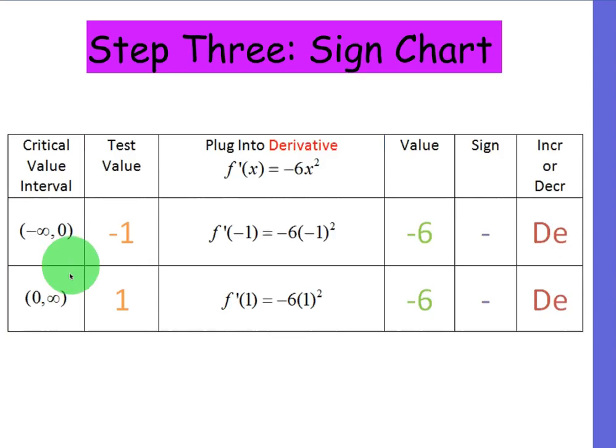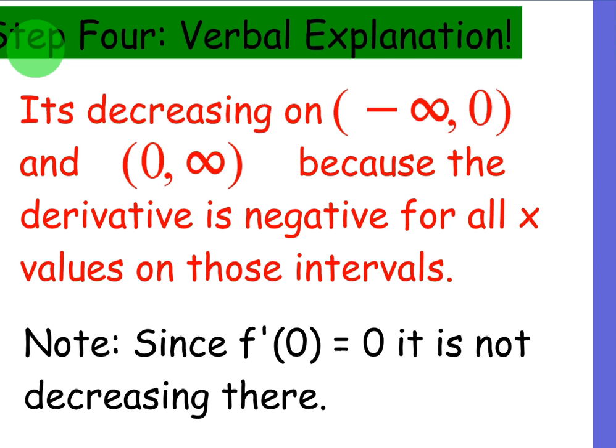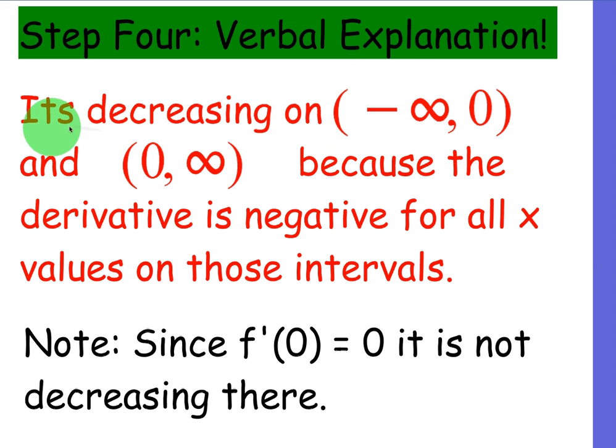So you might be thinking, well, what's happening at 0? Well, remember, for a critical value, either it doesn't exist or it's a horizontal tangent. And I can tell you for this one, it will be a horizontal tangent. Okay, it's where the derivative equals 0, and you'll have a horizontal tangent. So we'll go from decreasing to flat to decreasing. Let's read our verbal explanation here. It's decreasing on negative infinity to 0 and 0 to infinity because the derivative is negative for all those x values in those intervals. Note, since f prime of 0 equals 0, it is not decreasing there.